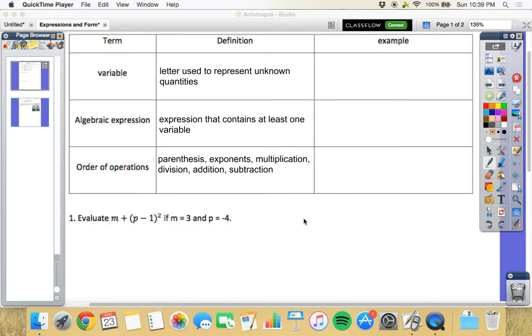So these video notes are going to cover algebraic expressions and formulas. We'll start with a couple of definitions. A variable is a letter used to represent an unknown quantity. We see variables a lot in algebra, obviously. The most common one we use is x, right? Sometimes we might use y.